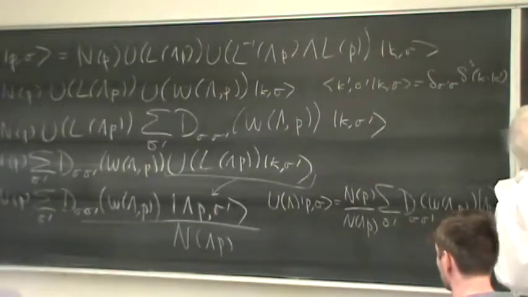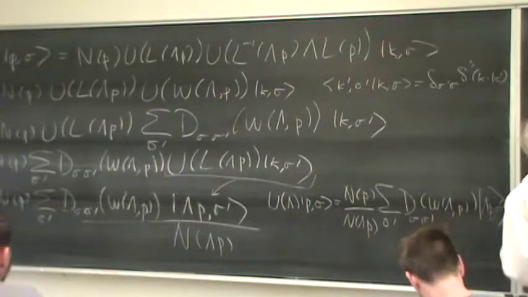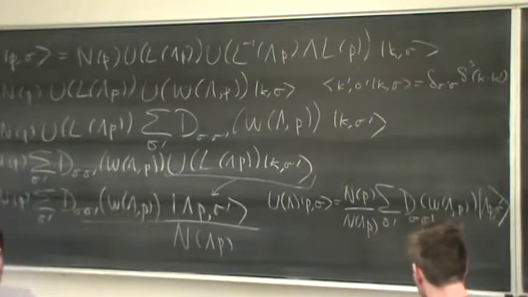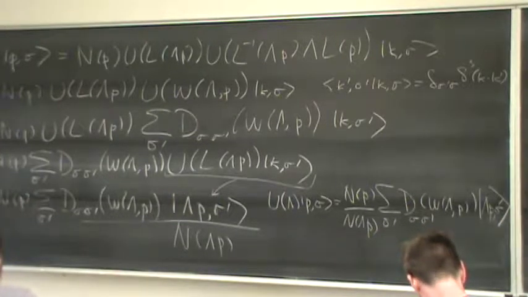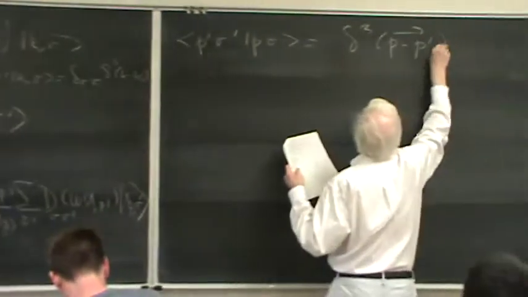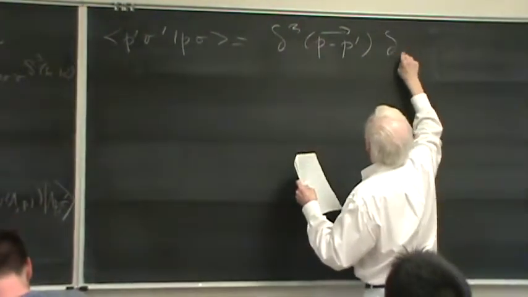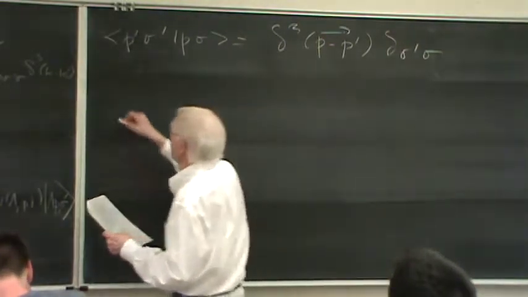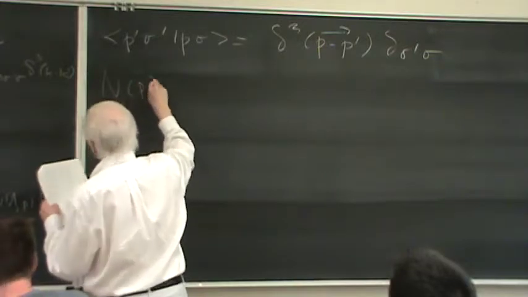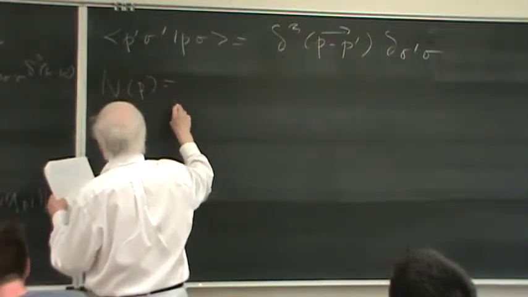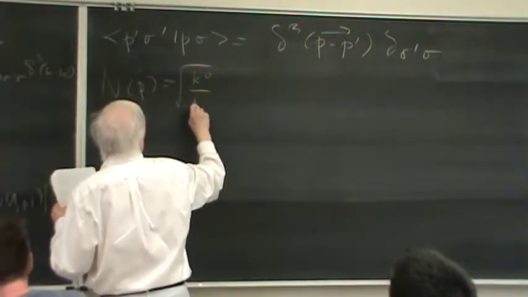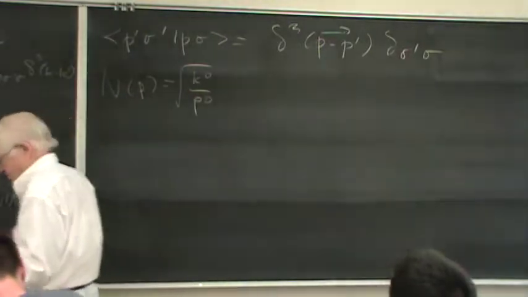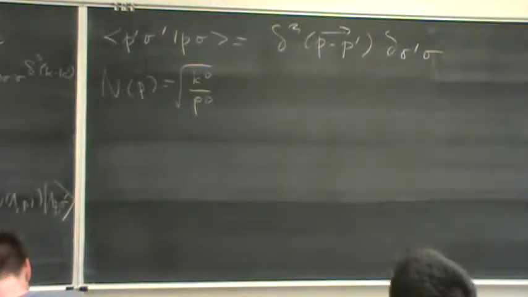We're going to say p prime sigma prime with p sigma is going to be simply delta q of p minus p prime, delta sigma prime sigma. So that's the normalization. This is a choice of normalization. N of p is square root of k0 over p0. So we've finally chosen what this arbitrary N of p is.